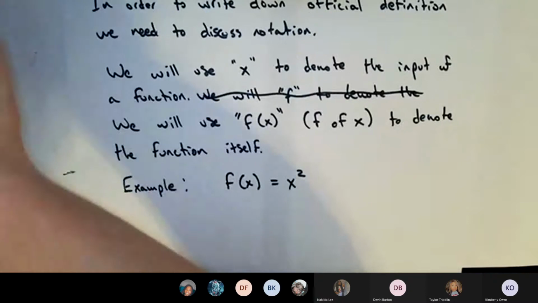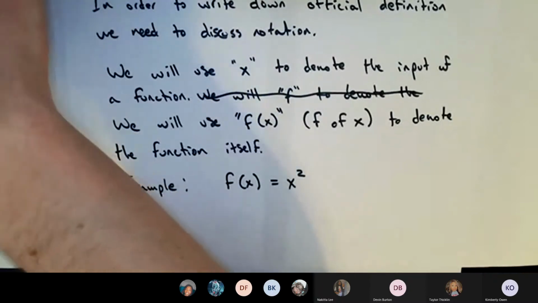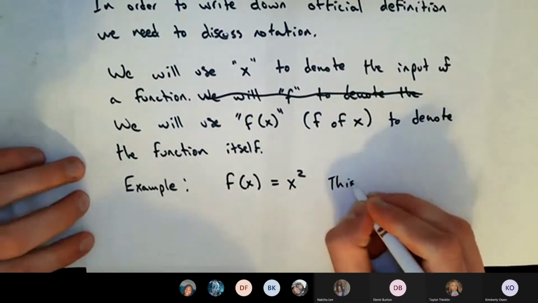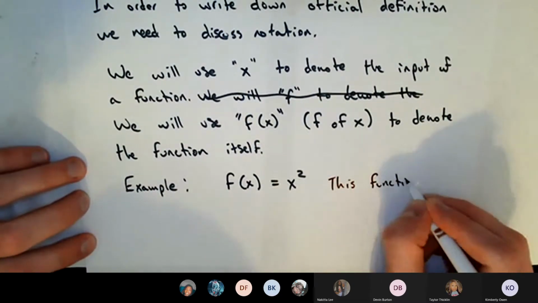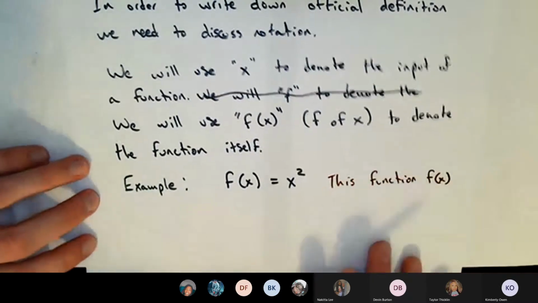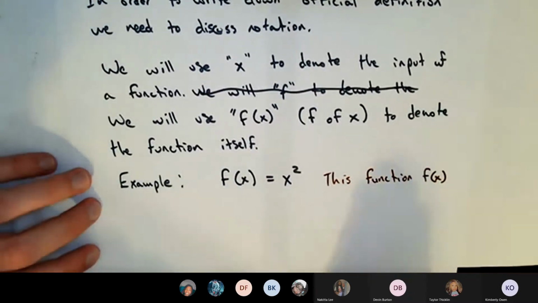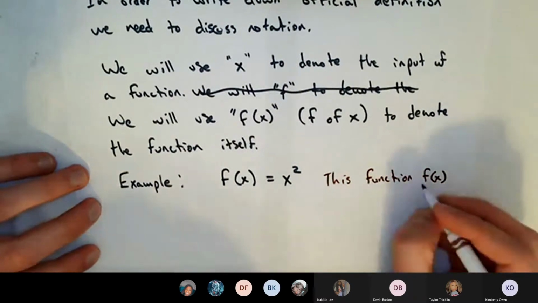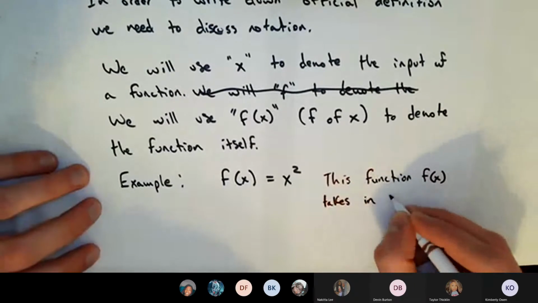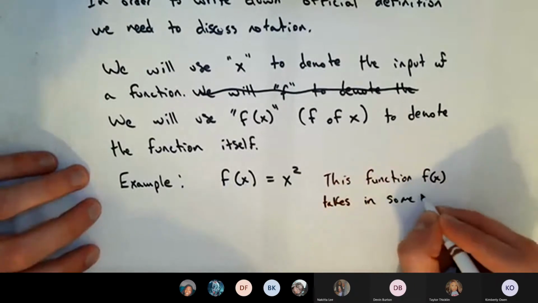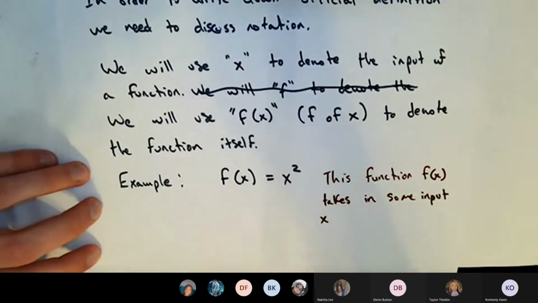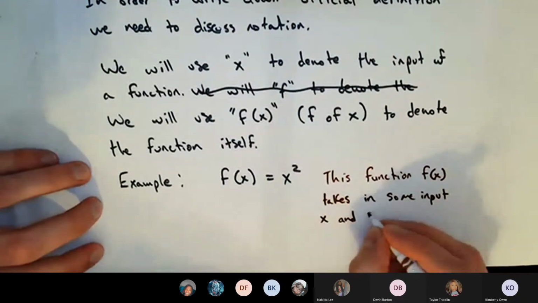So what happens here, just with this little example, is we have this function f of x, and I'll try to be particular about that. This function f of x takes in some input, which for now is just an arbitrary x, and squares it.